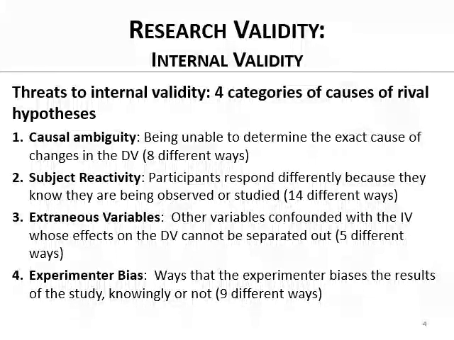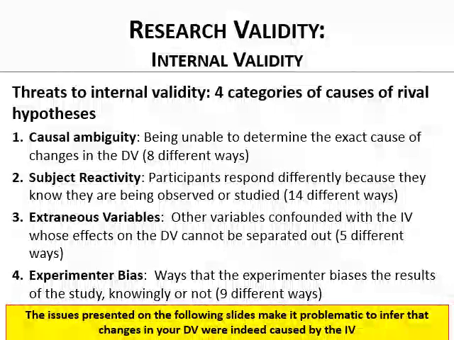So let's hit this. Overall, all these things cause problems with inferring that changes that you see in your dependent variable are due to your independent variable and only your independent variable. So the goal, again, of internal validity is to ensure that if you get to the end of your study and you see differences between your groups or some sort of effect, you are confident in concluding that those differences or that relationship is due to your independent variable, not other factors.